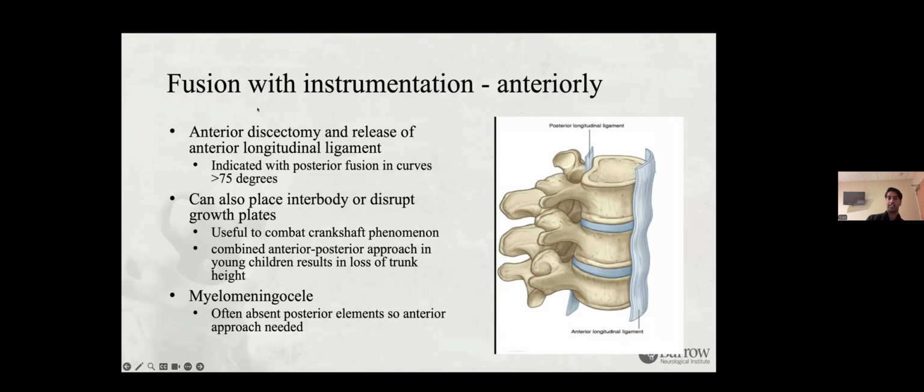So I had mentioned the crankshaft phenomenon earlier, where the anterior end plate is still intact, while the posterior is fused and that disrupts the balance. If we put a vertebral cage in there or purposely get into the anterior end plates, we can disrupt it so that there's balance again. So sometimes this is a necessary surgery. And especially in myelomeningocele, a lot of times the posterior elements are completely absent or not formed or developed enough. And in that case, an anterior surgery might be necessary.